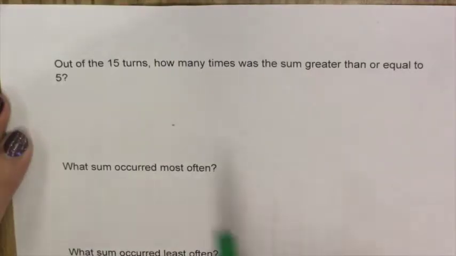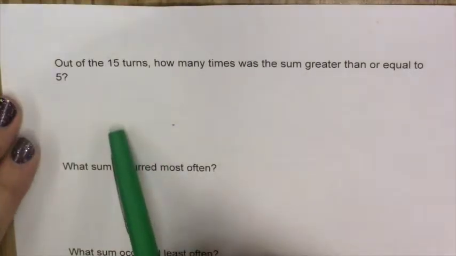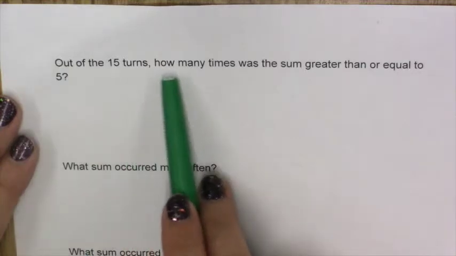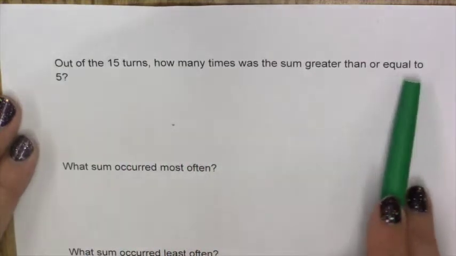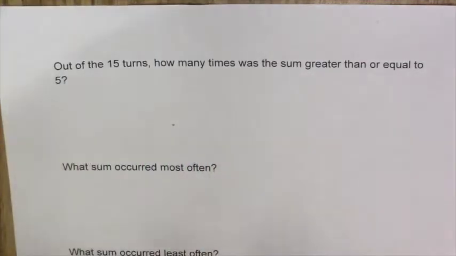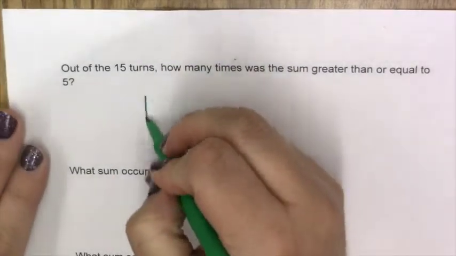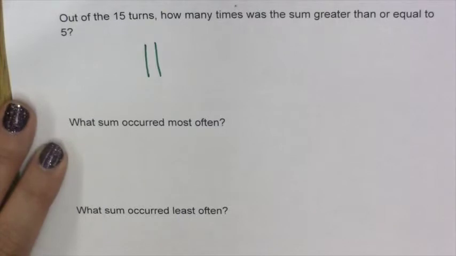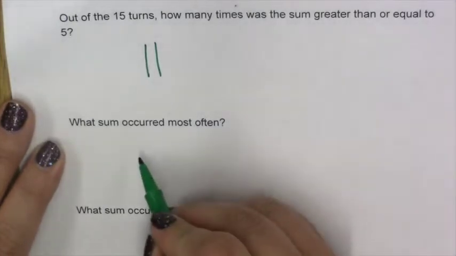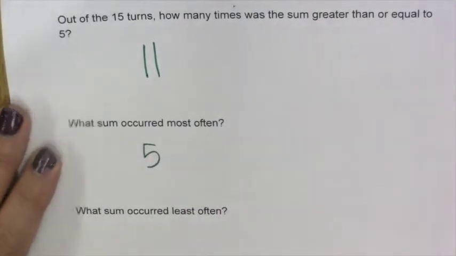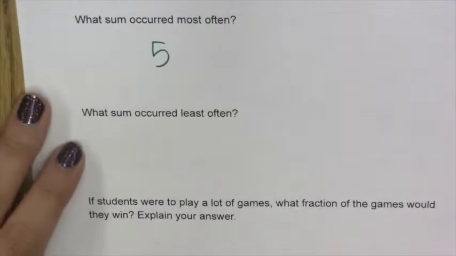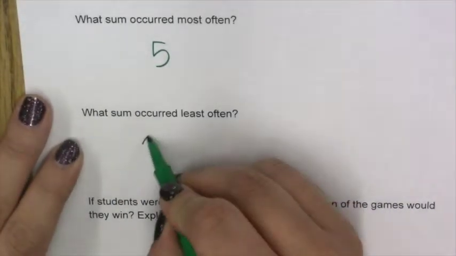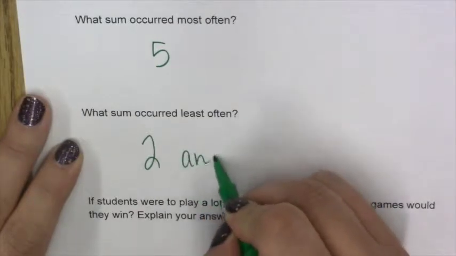All right, let's answer some questions over our last game. Out of the 15 turns, how many times was the sum greater than or equal to 5? It showed up 11 times. Which sum occurred most often? That was a sum of 5. Which sum occurred least often? We actually had a tie, which was a sum of 2 and 4.